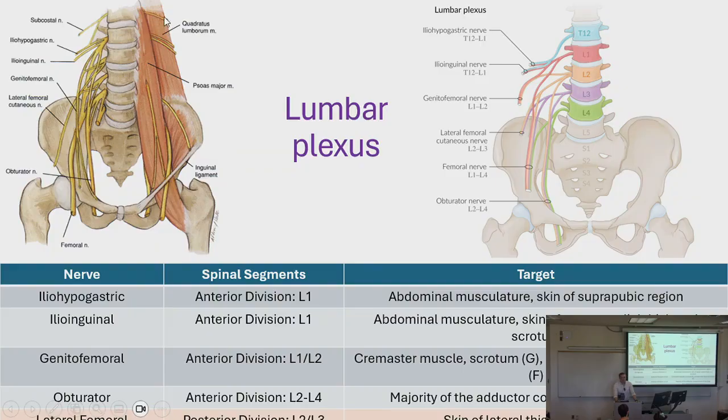So I like just starting from the top, work my way down. Subcostal, T12. Ilioinguinal, iliohypogastric, L1. So T12 to L1. Genitofemoral, L1 and L2. Lateral cutaneous femoral, L2 and L3. Femoral, L2 through 4. Obturator, L2 through 4. Just work my way down with the spinal segments.